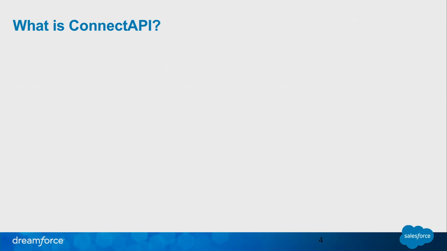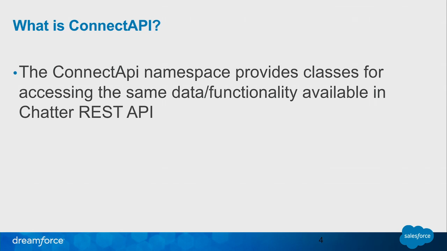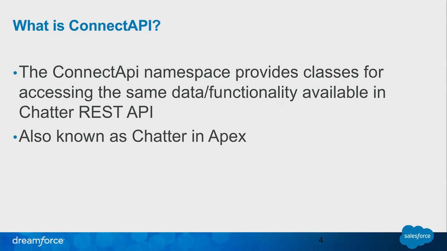So what is the ConnectAPI? Well, the ConnectAPI is a namespace providing classes for accessing the same functionality as the Chatter REST API. But that's an important point. Often you'll see people say you can only do the things you see today via the Chatter REST API. One of my goals is to explain that you can do all this in the regular Apex system. You don't need to be making callouts via the Chatter REST API. It is also known as Chatter in Apex in the documentation when you search around for it.